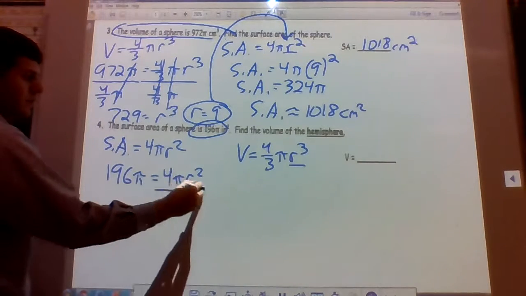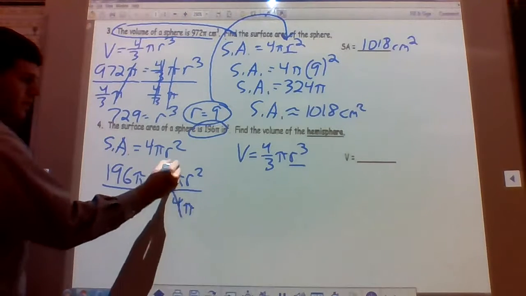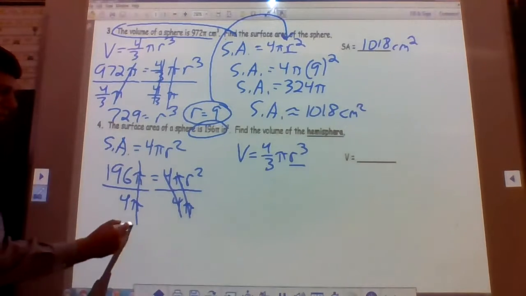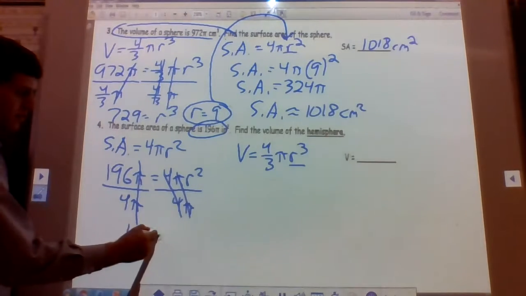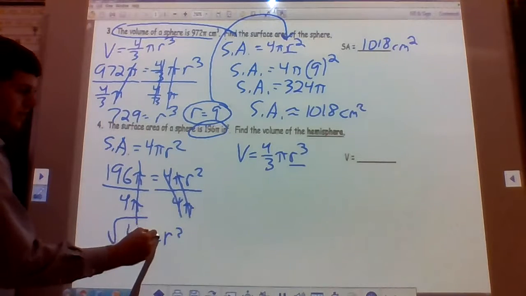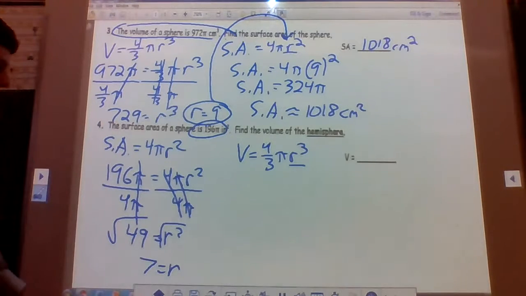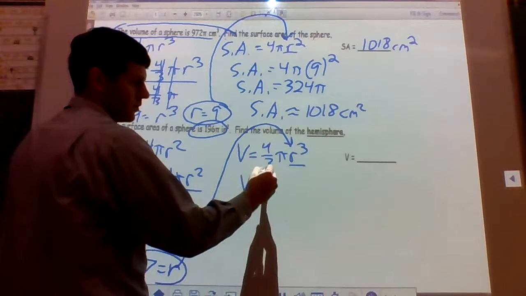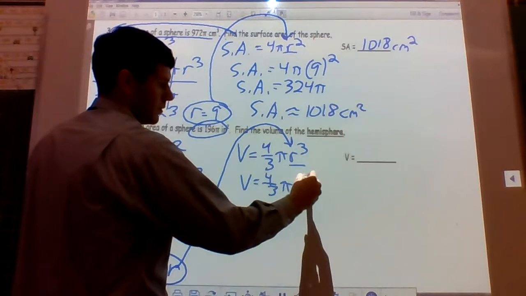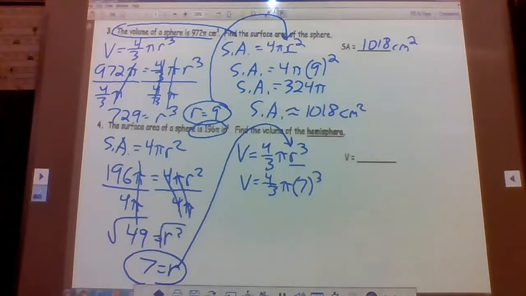We've got to get r by itself, so we need to divide by 4 pi on both sides. Cancel, cancel, cancel. 196 divided by 4 is going to be 49. 200 divided by 4 is 50, so this is 49. Square root of both sides, get rid of the square. r is going to be 7. We can now substitute this in to find our volume. So volume is 4/3 pi times 7 cubed. So 4/3.